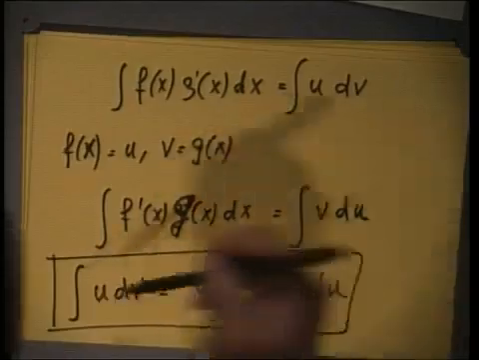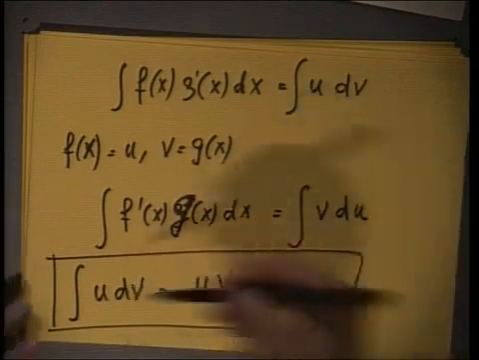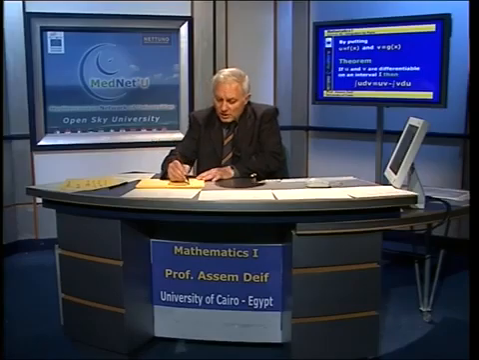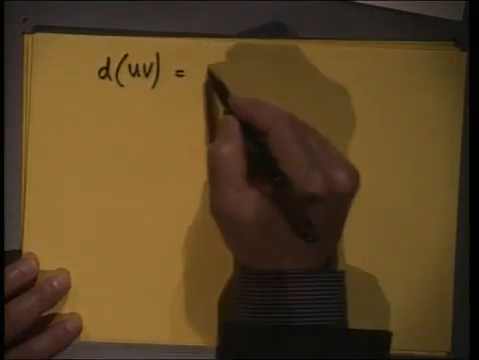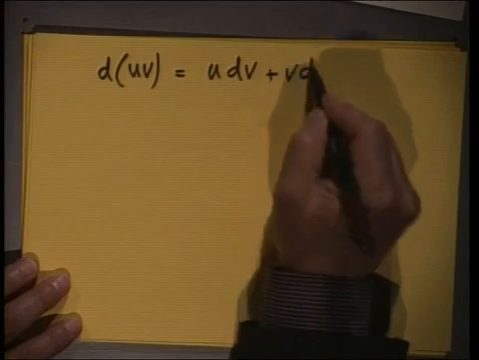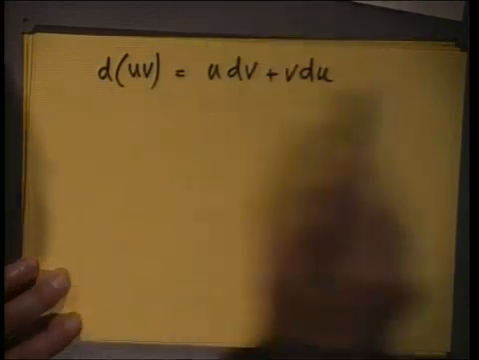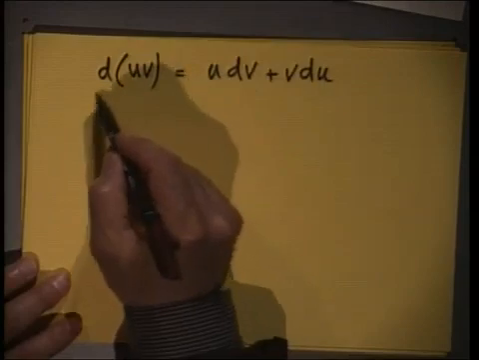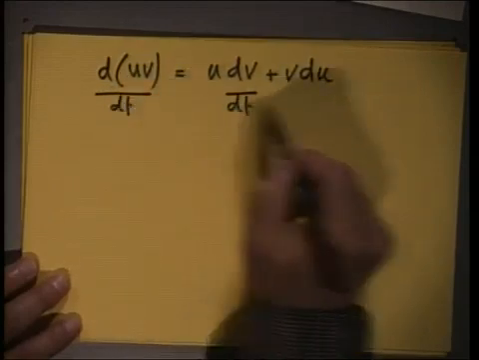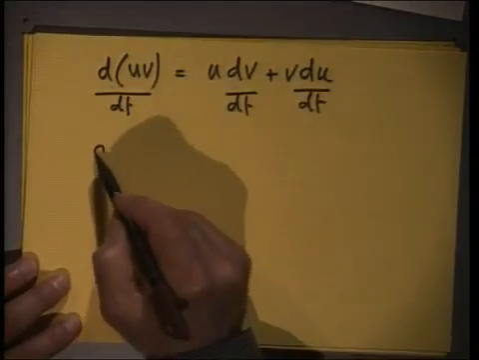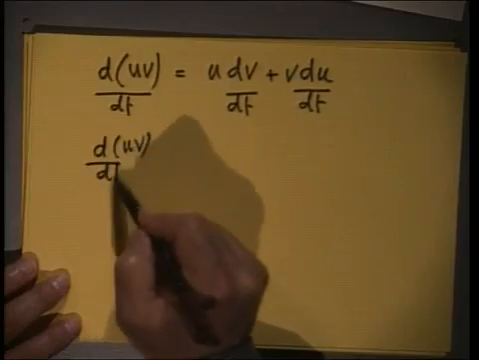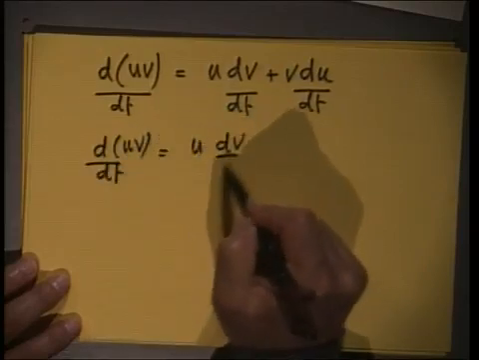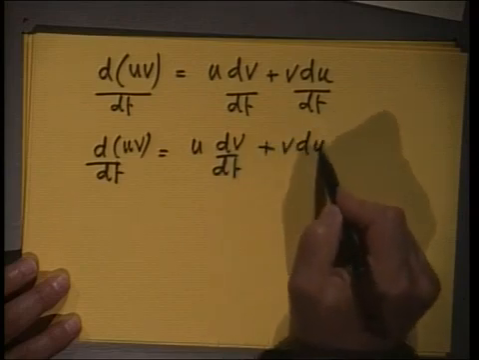It goes using the differentials of Leibniz. And in fact, you need not even obtain this from the previous result. All you have to do is this: d of uv is equal to u dv plus v du. And even this is the differential of Leibniz. Even if you divide by dt, you get directly d uv by dt is equal to u dv by dt plus v du by dt.